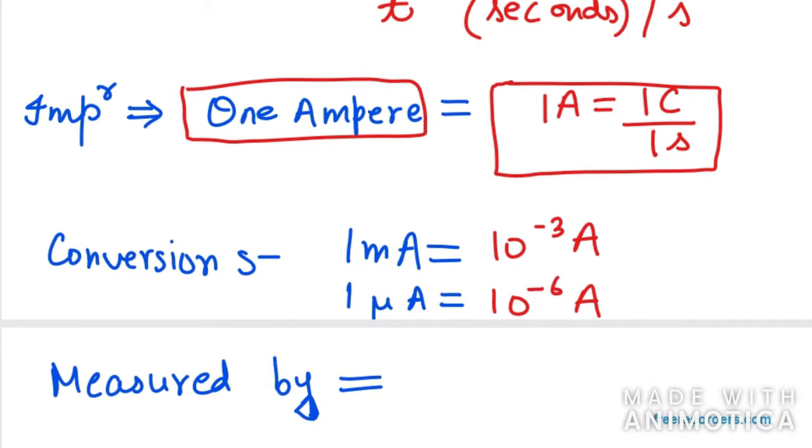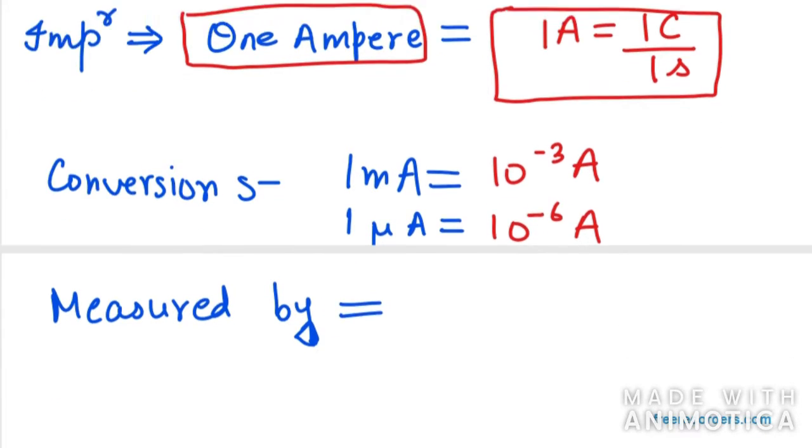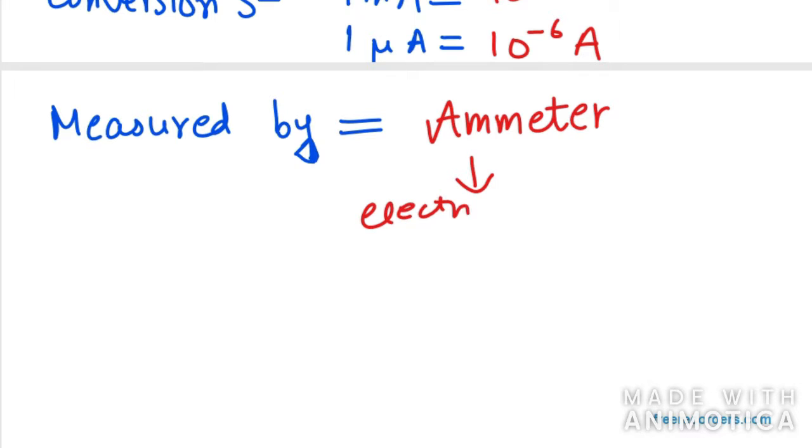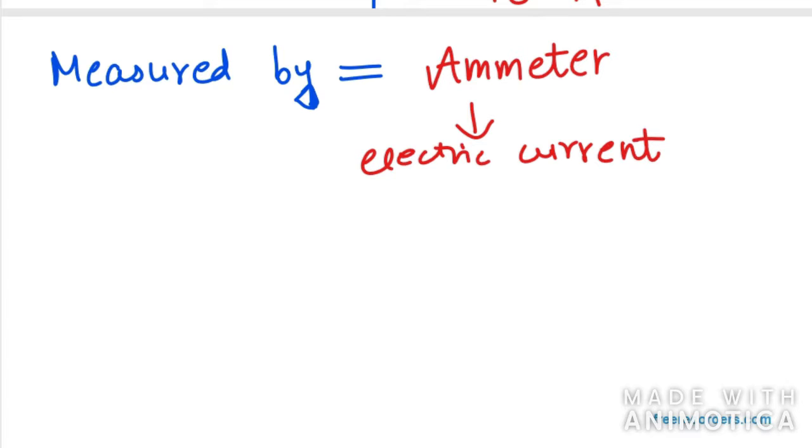Now, the question is how to measure current. There is one device called an ammeter. It is a device used to measure electric current in a circuit. Now, the next question is where to connect the ammeter in an electric circuit. We connect it in series. We say a new word, it is series. So let us see how to connect an ammeter into an electric circuit.